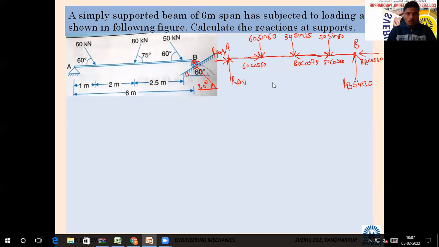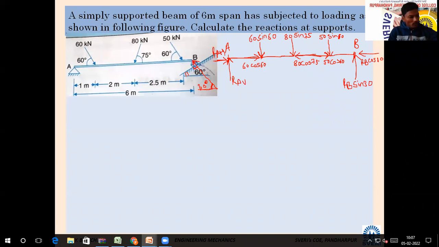This problem was given for homework in the last lecture, and a hint was given on how we can solve this. Have you solved this? Are you able? Have you got the values of RA and RB? Okay, just wait. I will ask.